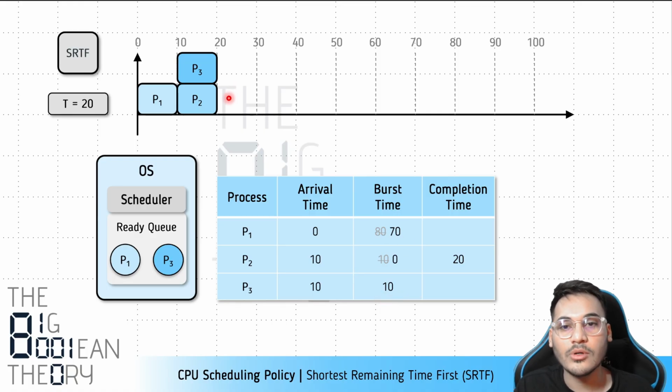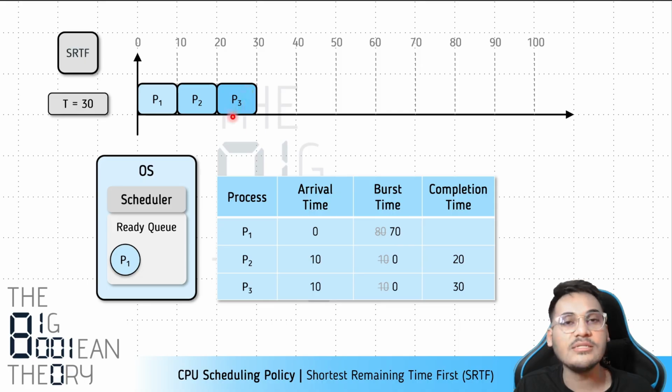So P3 will execute from 20 to 30 milliseconds. At t equals 30, P3 also departs. You can see the remaining time for P3 is now 0, right? And when all of the jobs, basically P2 and P3, have left the system, the only remaining job is P1, and that will now get to execute.